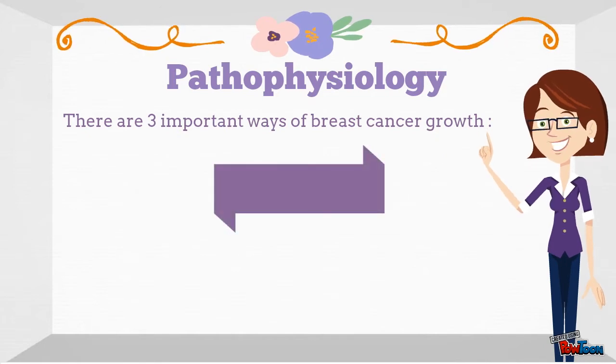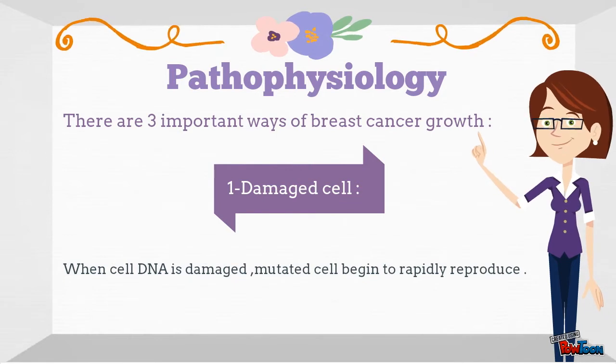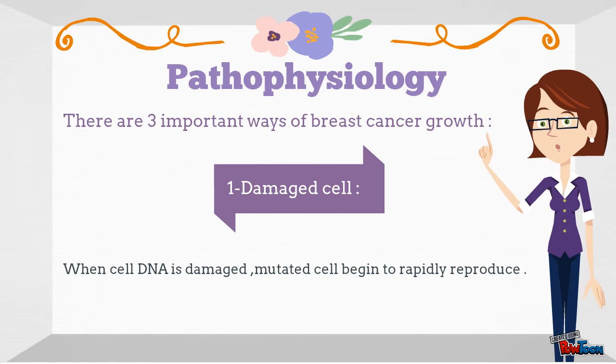The pathophysiology of breast cancer. There are 3 important ways of breast cancer growth. The first one is by a damaged cell. When a cell's DNA is damaged, mutated cells begin to rapidly reproduce, then aggressive cell growth can form a tumor that does not function as normal cells.